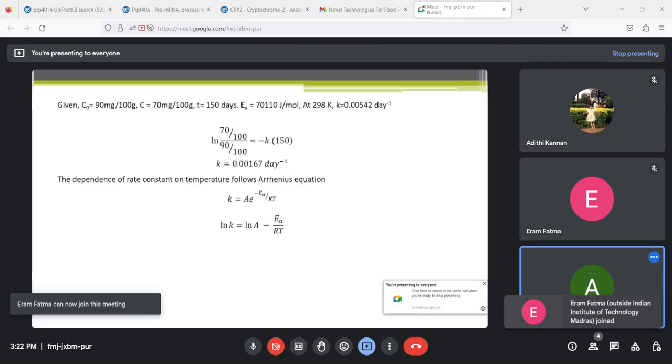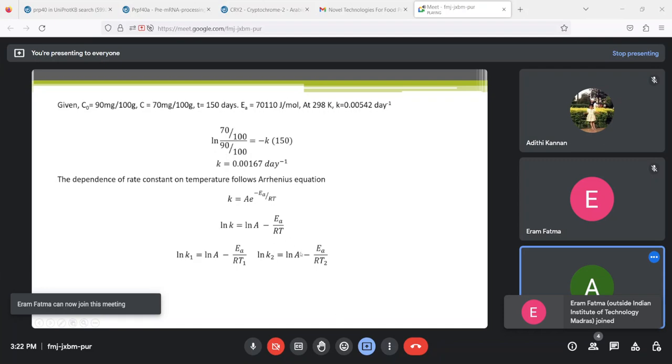Okay, so if you know the rate constant at one temperature, you can calculate the rate constant at a different temperature. As I was explaining, for the first condition, you have ln k1 is equal to ln A minus Ea by RT1. A being constant will remain the same throughout for a particular food product. For the second condition, you will have ln k2 is equal to ln A minus Ea by RT2. So you have two conditions here.